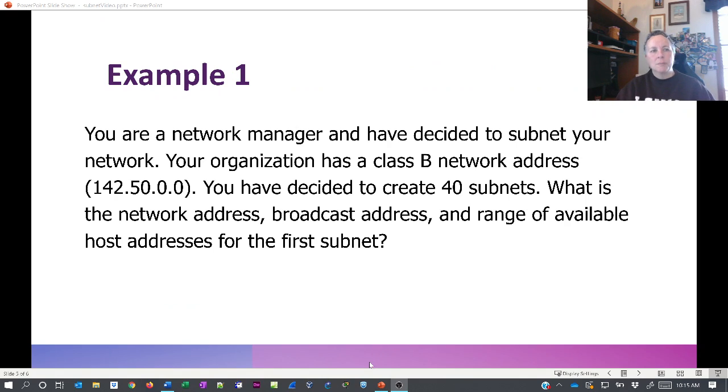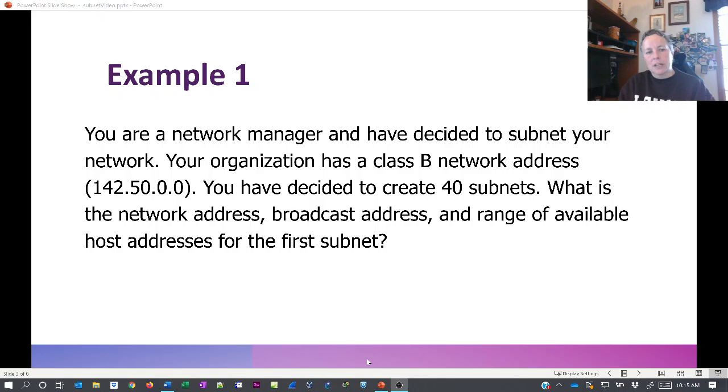So let's take a look at some examples. The first example is you are a network manager and you've decided you want to subnet your network. Your organization was given a Class B network address, which is 142.50.0.0. Class B means the 142.50, those 2 octets, those first 16 bits, are assigned to us, they're set, we can't change them.